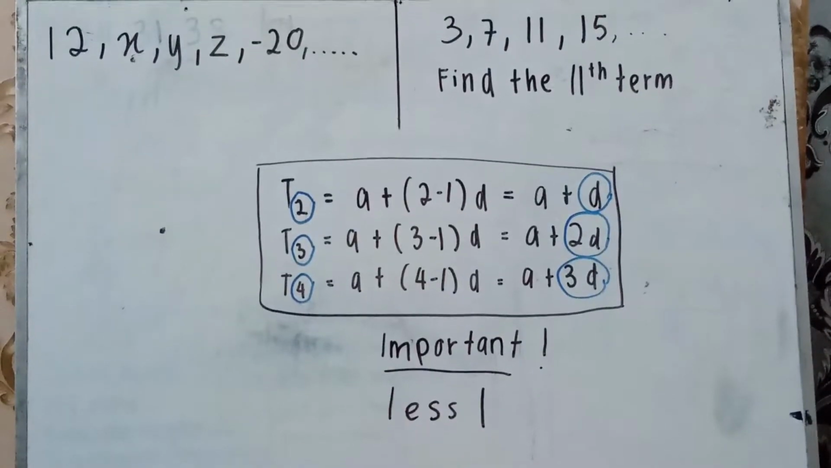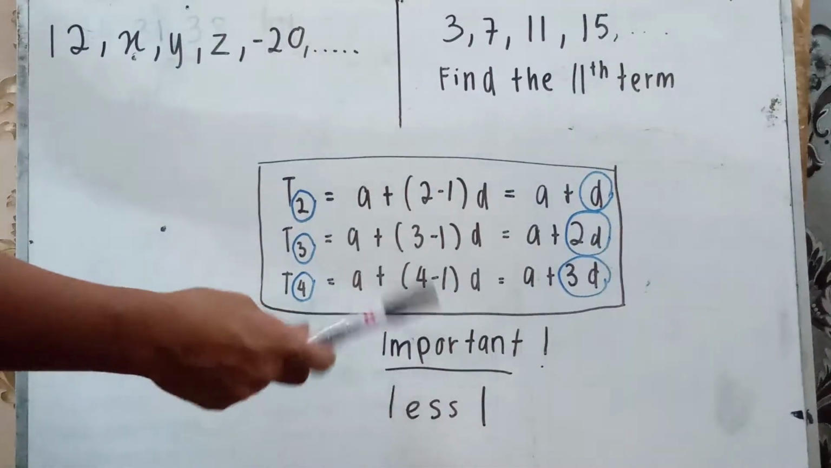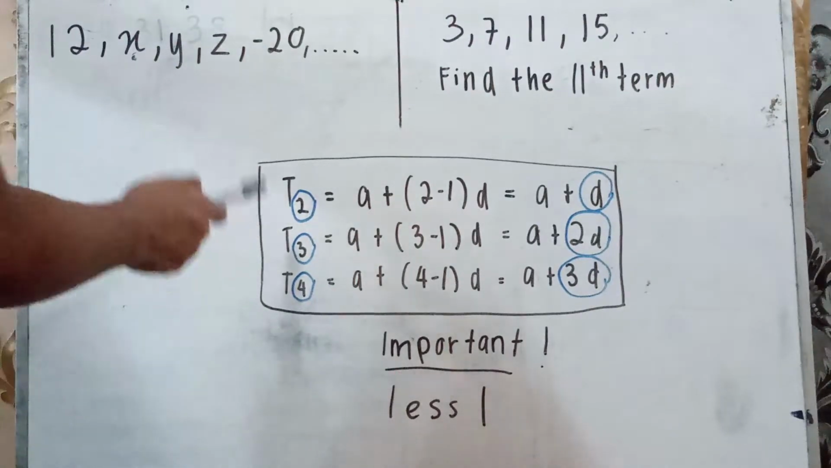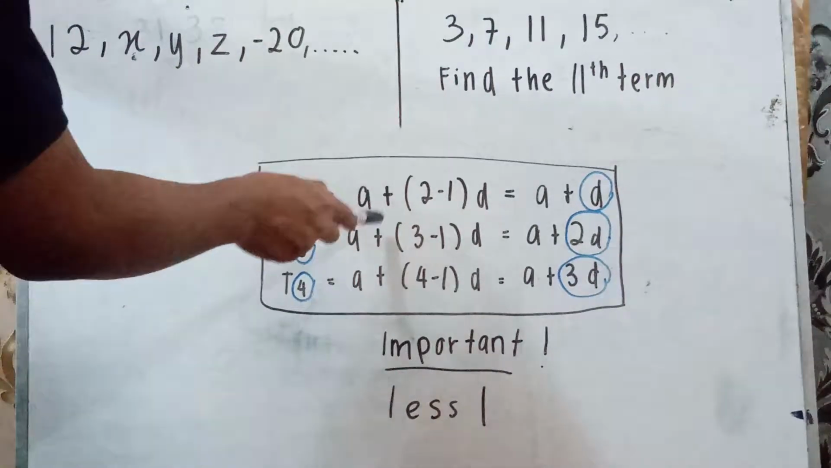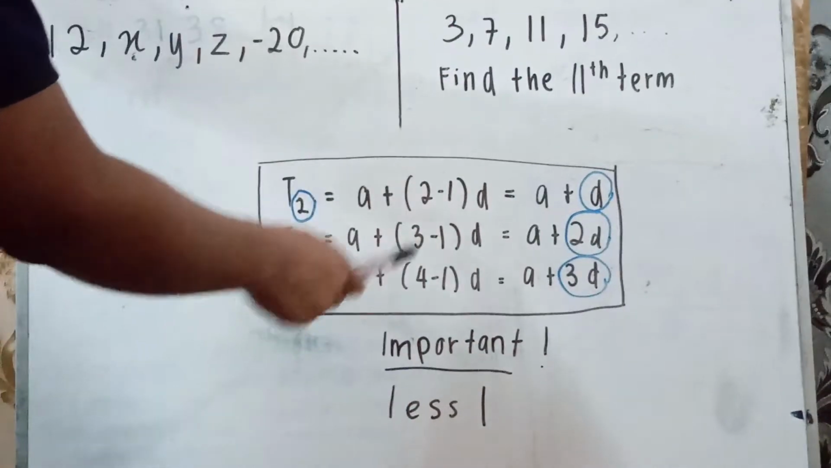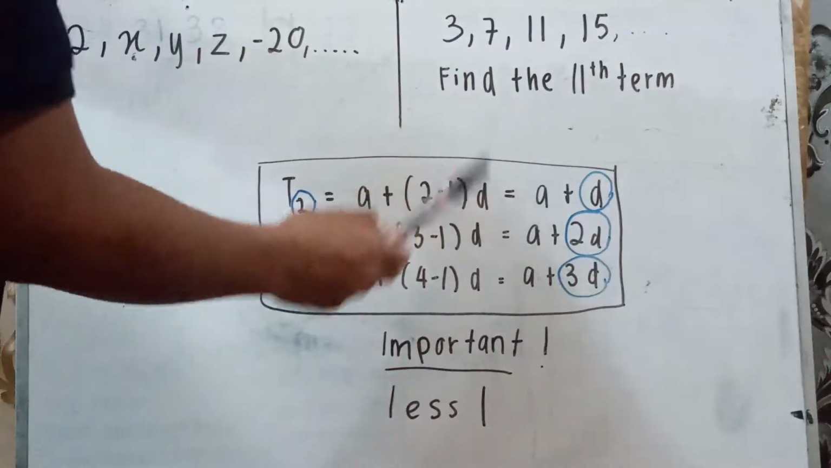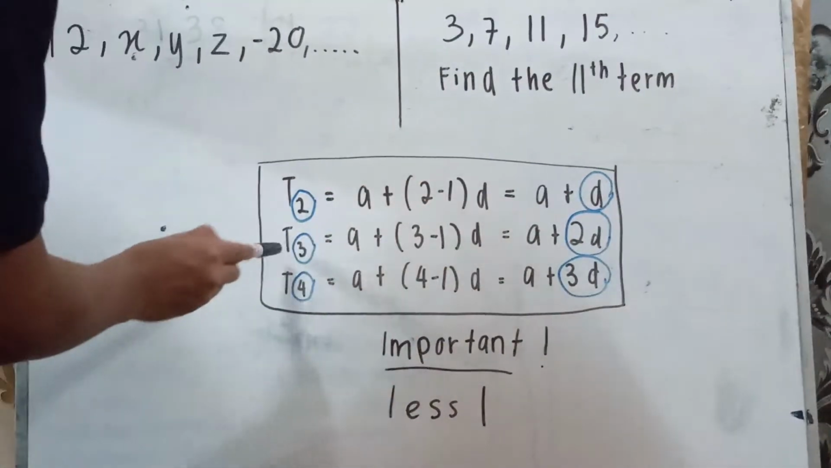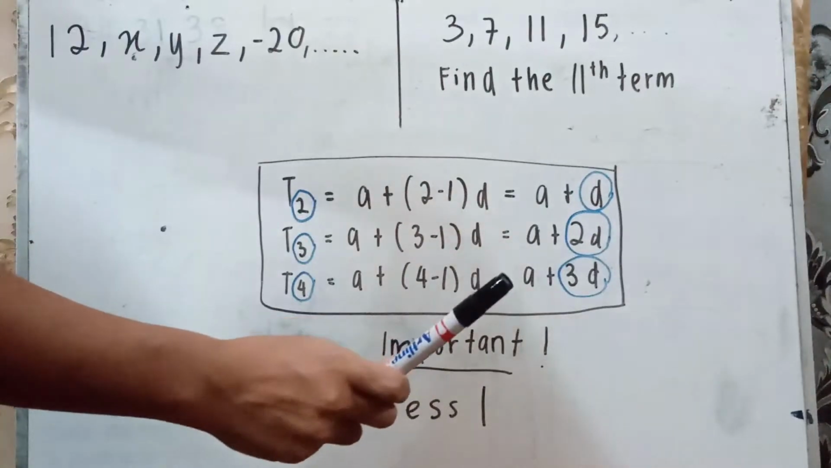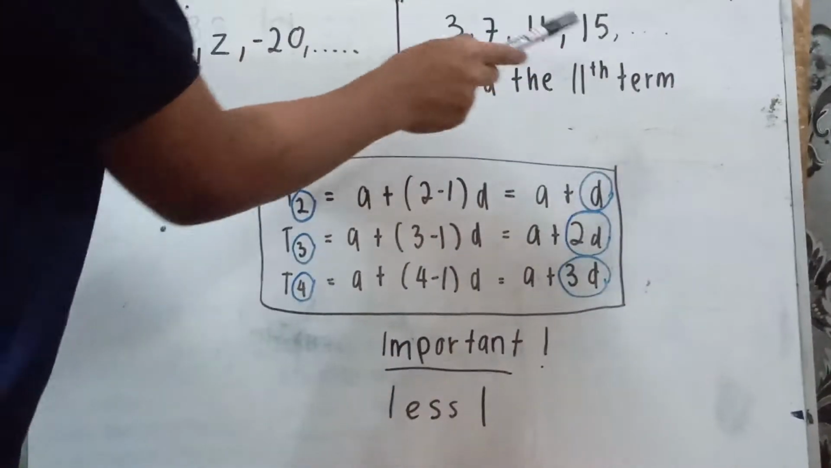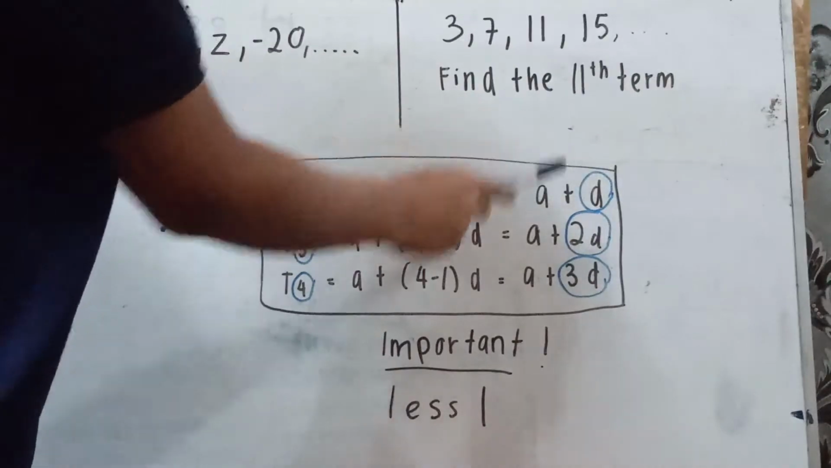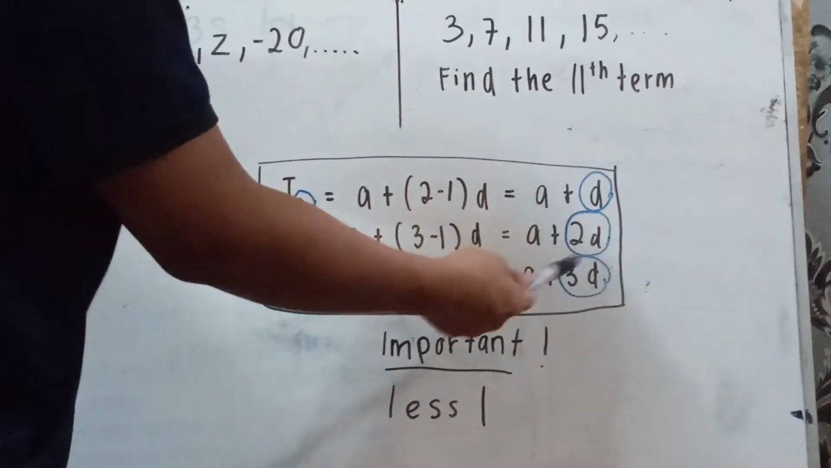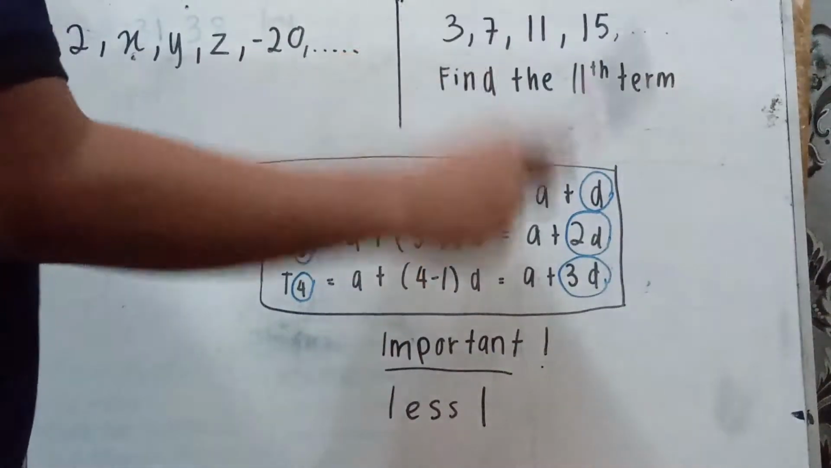I just forgot to tell you something. Just now I told you the formula of arithmetic progression and how to find the nth term. As you can see, T2 equals a plus (2 minus 1) times d, which equals a plus d. I just want to tell you that it is important because the number is less 1. So, if they tell you to find the 11th term, we can state that the 11th term equals a plus 10d, always minus 1.